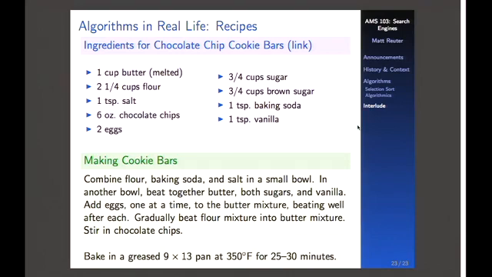What do we do next? Yep. Did I preheat the oven? No, I didn't. Very good. So what do we need to do right now? We need to preheat the oven.